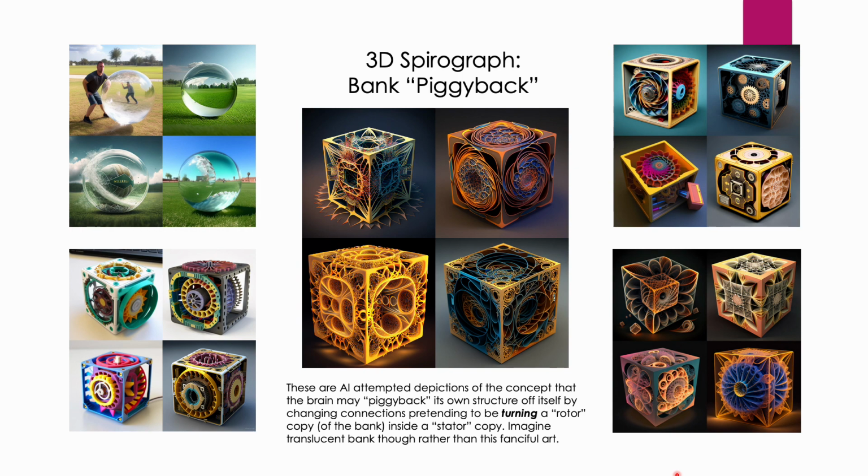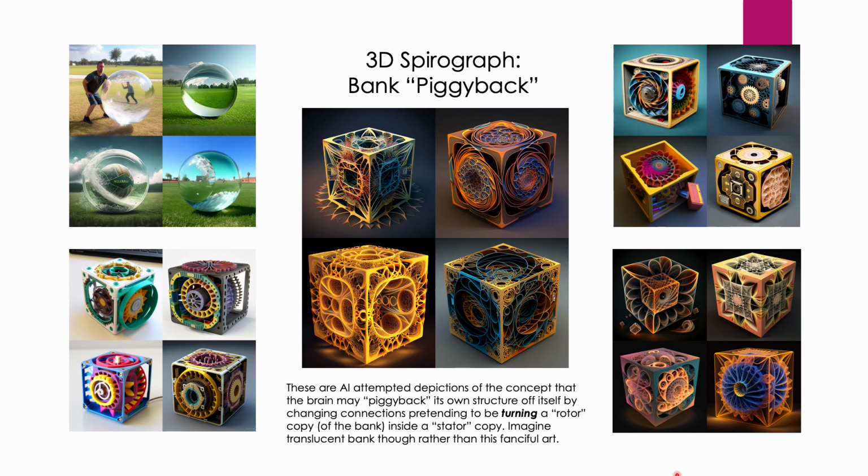But yeah, so it's depictions of the concept that the brain might piggyback its own structure off of itself by changing connections, pretending to be turning a rotor copy of the bank inside a stator copy. So it's just kind of like, how does the brain make perceptual space? It's a very tricky question, and maybe this is kind of how it pretends that it's actually creating perceptual space. And really all it needs is a mechanism that will be faithful to a shared perceptual space so that it can carry out its calculations with that.